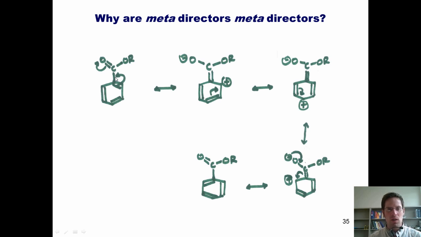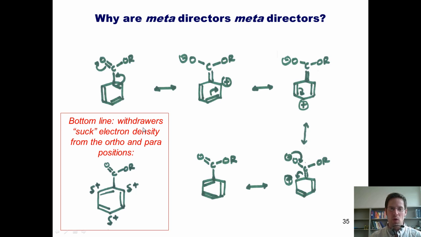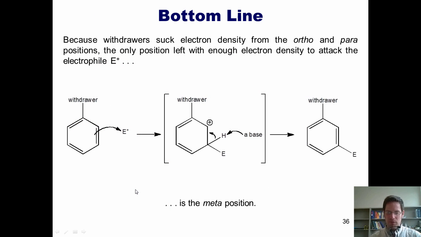You'll notice that this withdrawer then sucks electron density from the positions ortho and para relative to itself. Thus, withdrawers are placing partial positive charges on the ortho and para positions. So the bottom line for meta directors is this: because withdrawers suck electron density from the ortho and para positions, the only position left with enough electron density to attack the electrophile E+ is the meta position. Does that make sense? I hope so.